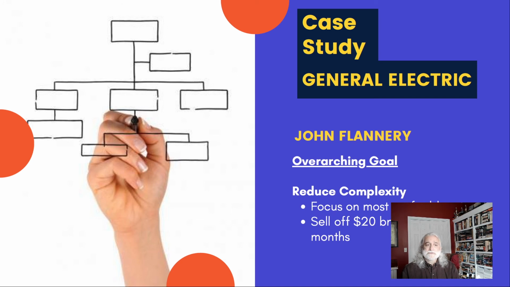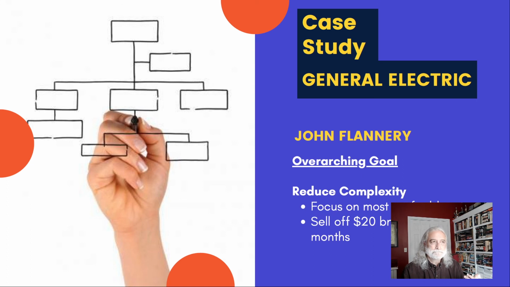And next is to reduce complexity, focus on most profitable assets, and sell off about $20 billion in assets in 12 months. Again, when you sell off an asset, a corporate holding, that means people. And usually when another entity buys an asset from an organization, folks are going to lose their jobs in the process.